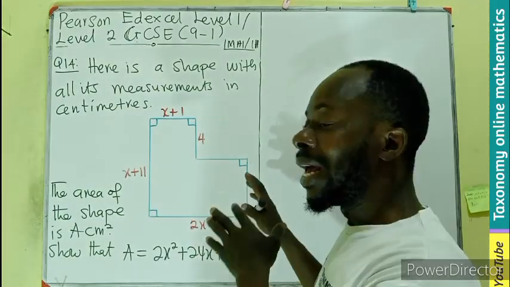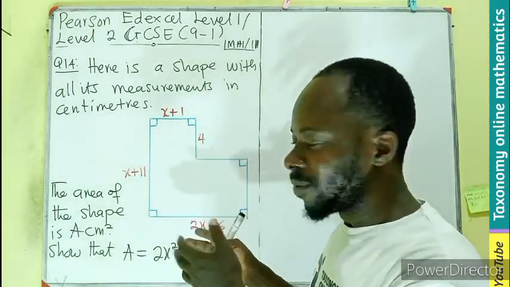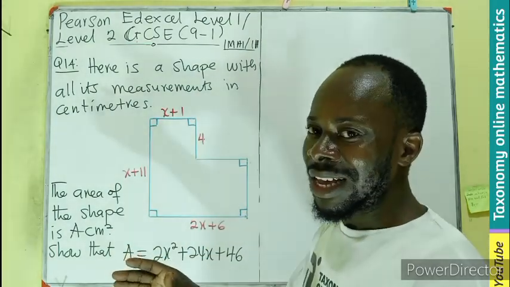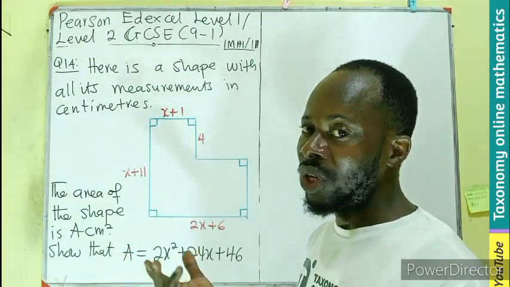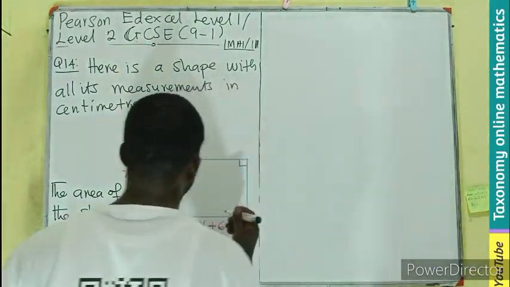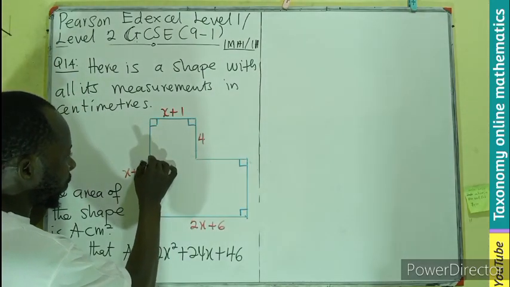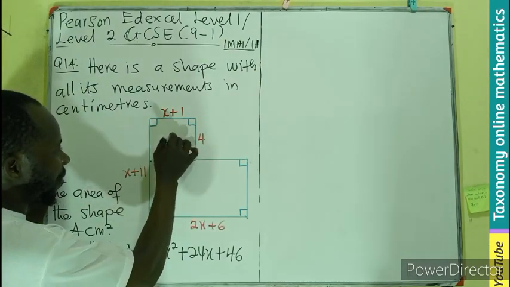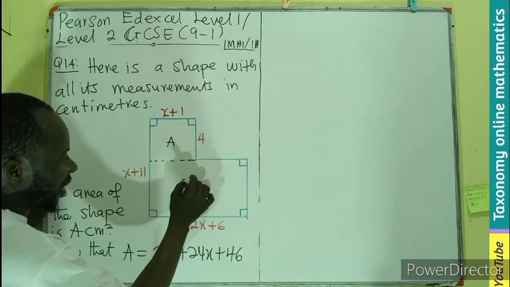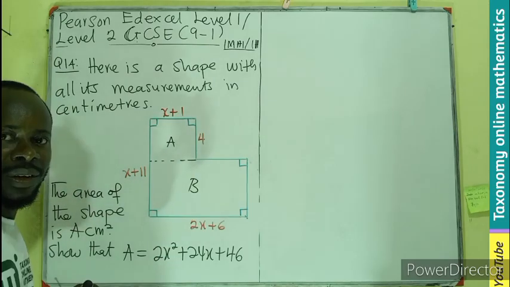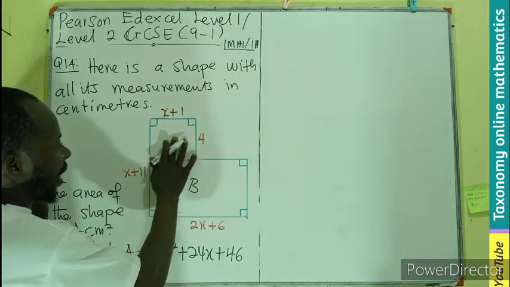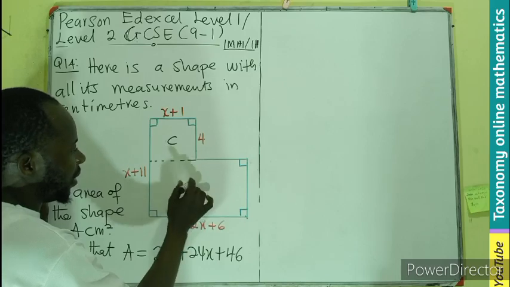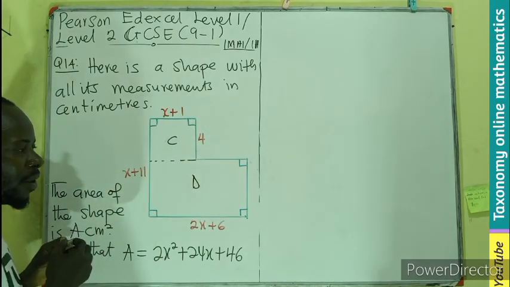We know this is a compound shape, so we need to restructure it in order to get two or three different shapes in it. If I want to cut it in this way, it means I have the area of this, then the area of this. Let's use C and D, since we have A as the area already.